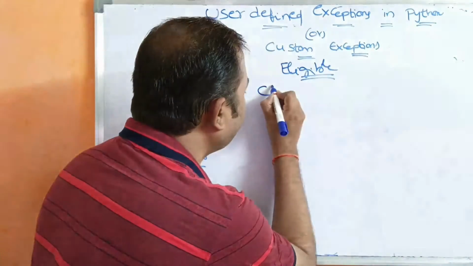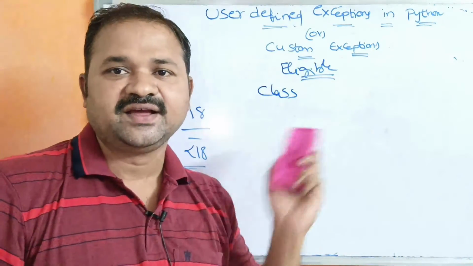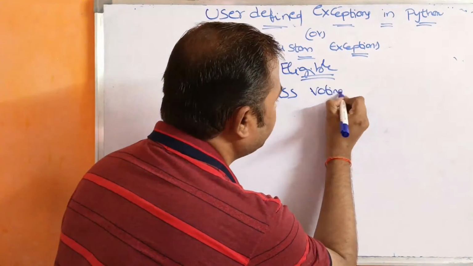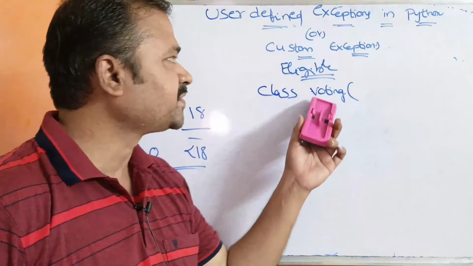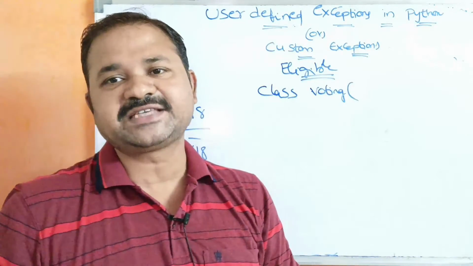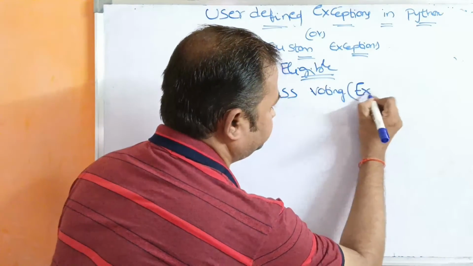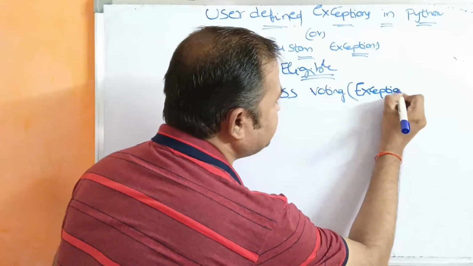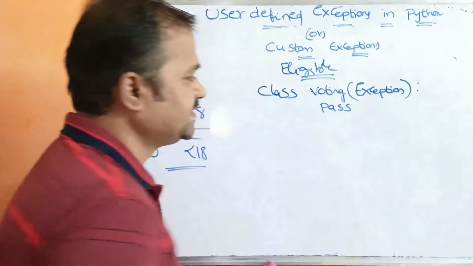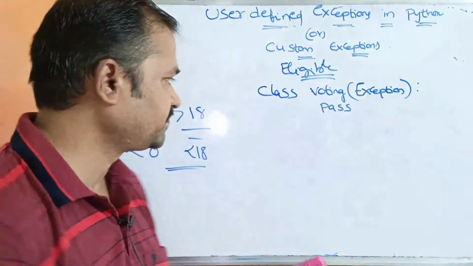So first we have to create a user-defined exception class. Let the user-defined exception class name be Voting. So class Voting. Here what is the base class name? Every user-defined exception class or built-in exception class must derive from the Exception class. Here this class doesn't perform anything, so the body of the class is pass. Pass is a keyword which doesn't perform any operation.